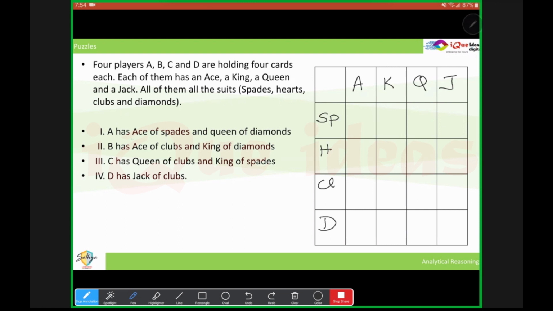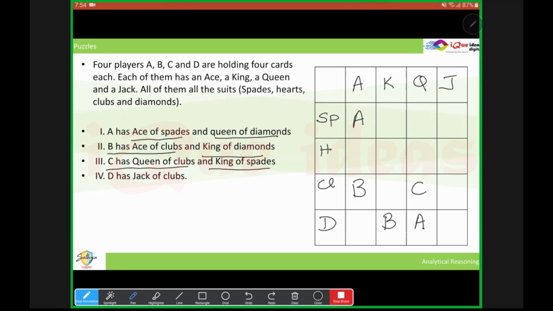A has ace of spades. So ace of spades belongs to A. Queen of diamonds. So queen of diamonds also belongs to A. B has ace of clubs. So ace of clubs belongs to B. King of diamonds also belongs to B. C has queen of clubs. So queen of clubs belongs to C.